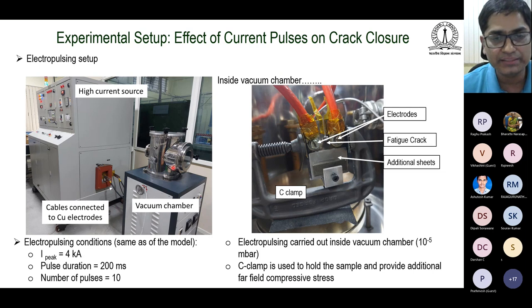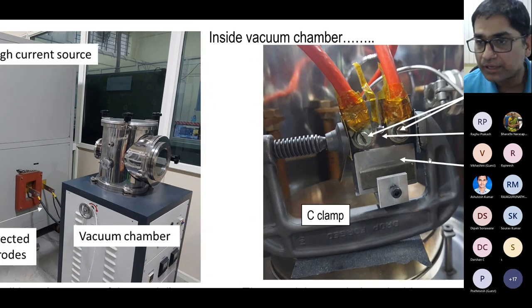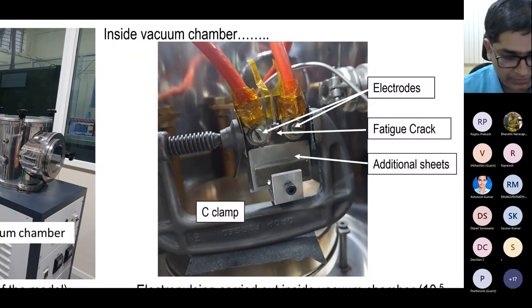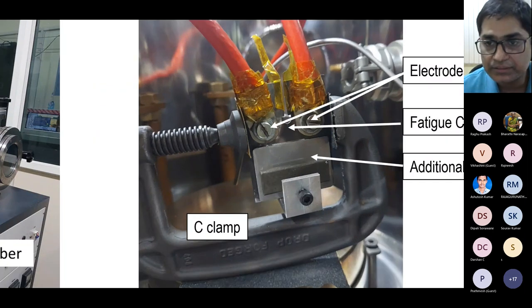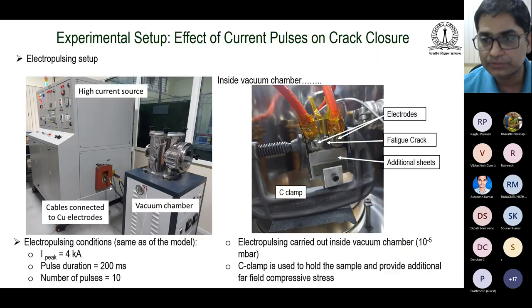And he did the experiment in this vacuum chamber, where the vacuum can go up to 10⁻⁵ millibars with a diffusion pump. And this is his sample. Let me try to zoom in, and you can see the crack. Here is the crack on the sample, right? And then everything else is the electrodes that you already see, right?